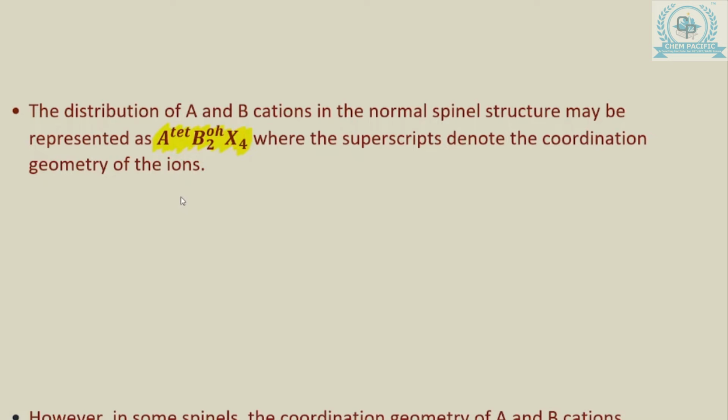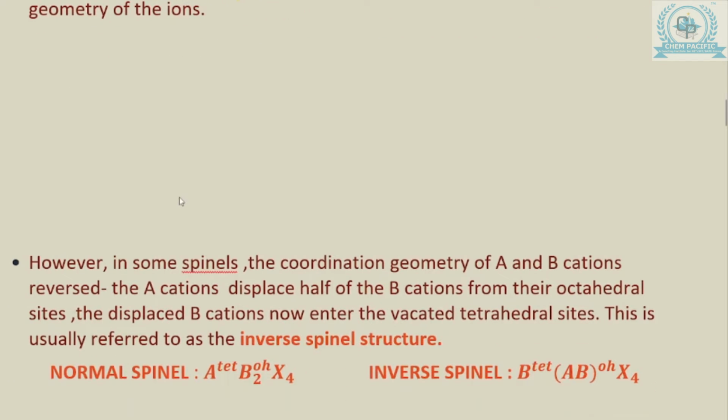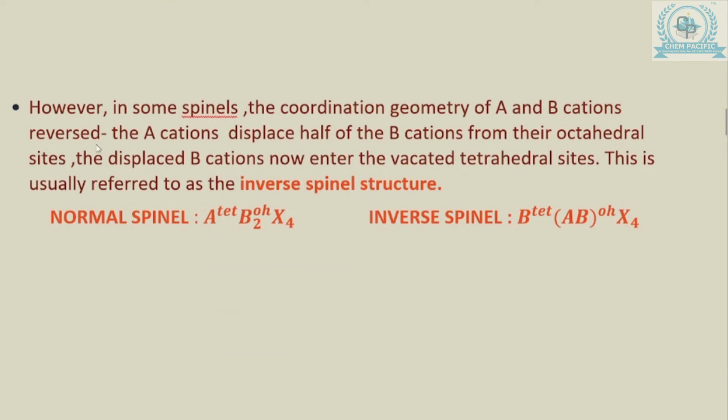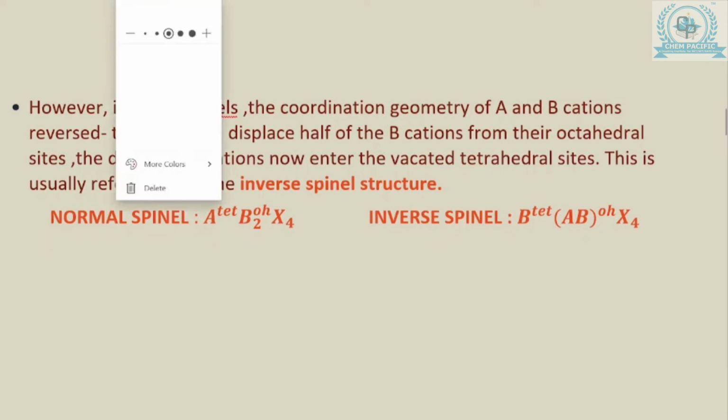Now these voids are of two types, octahedral and tetrahedral. Depending on which cation occupies which void as per the CFAC, we name them as spinels, whether they are going to be normal or inverse. Clear? Now the normal spinel is represented like this.